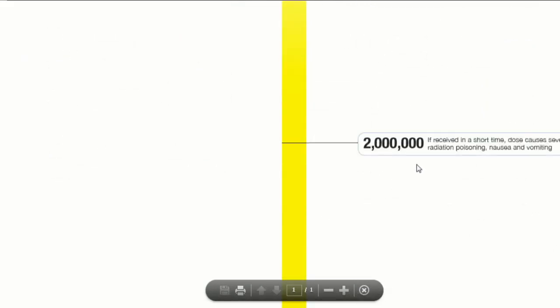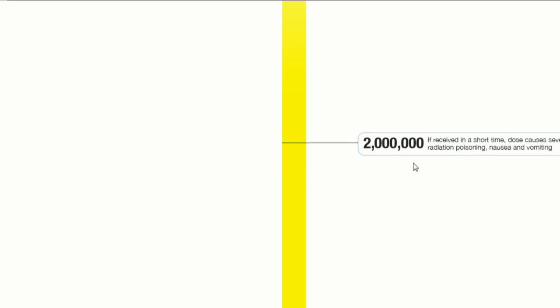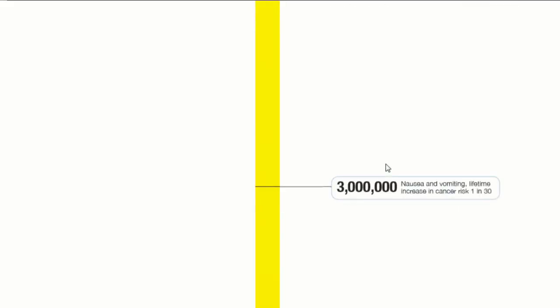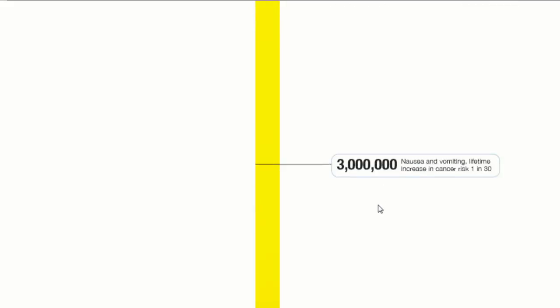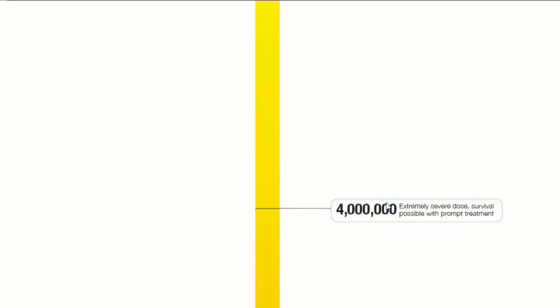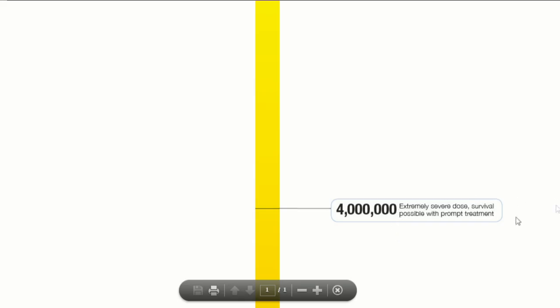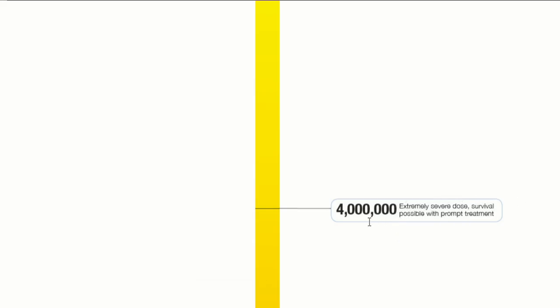There you go. 2 million causes severe radiation poisoning, nausea, vomiting. Bad day. Really bad day at 2 million. 3 million microsieverts, your increase of cancer is at 1 in 30. So that's even worse. If you get treated right away at 4 million, you might make it.